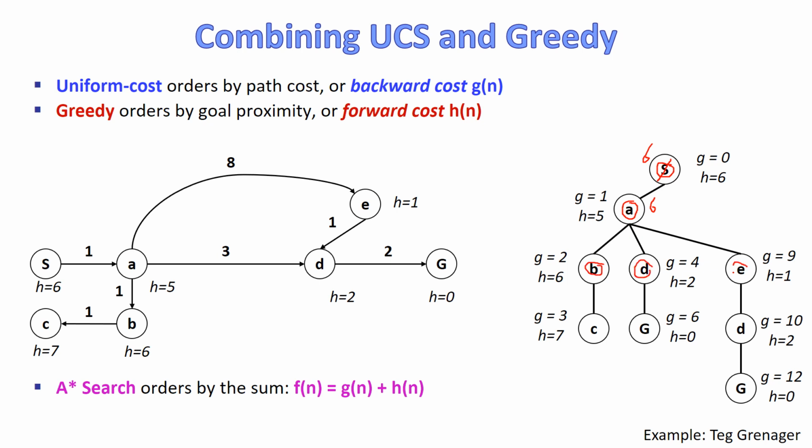Now, what is the cost for each? B. Why is it 8? Yes, the backward cost is 2 and the forward cost is 6. Now, why is the backward cost 2? If you look all the way back from the start state to the current state, SAB is 1 plus 1, which is 2. What is the cost for D?